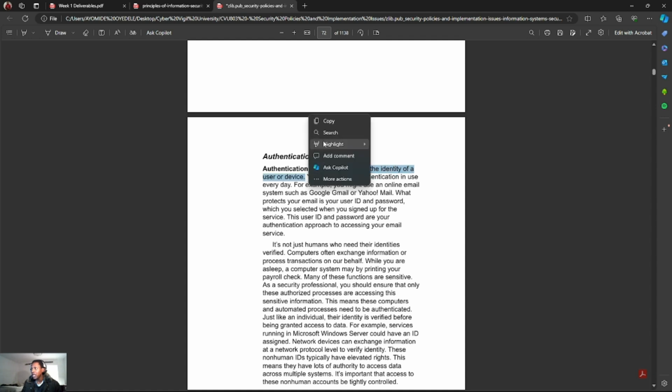Just like I said, I say I am Ayomide Oyedele. How do I verify this? I can do this maybe by my email, by your Gmail. It could be by your user ID or your password.